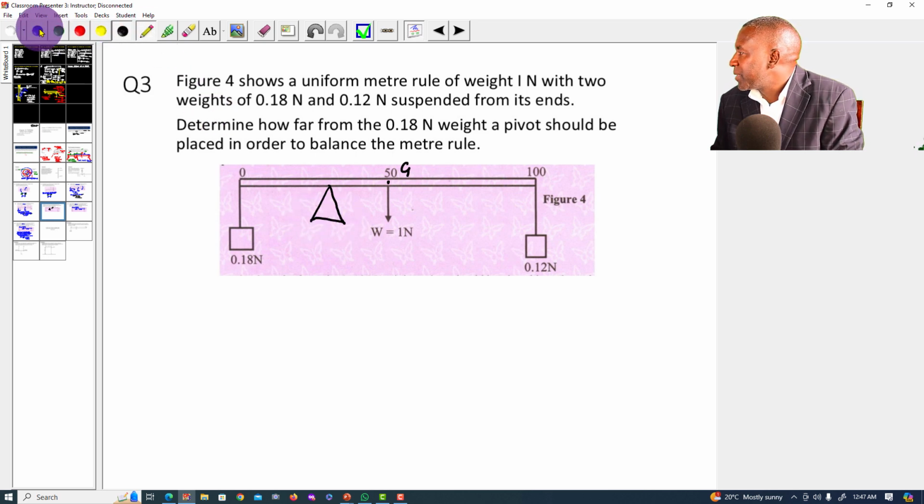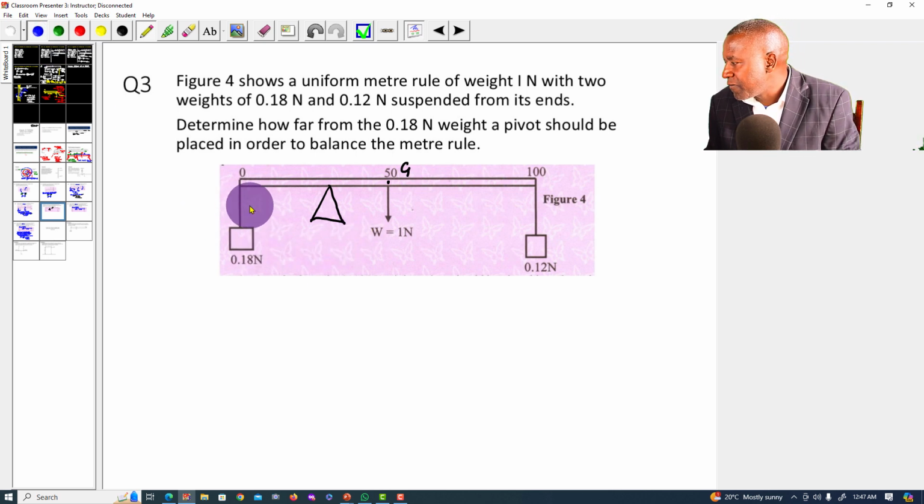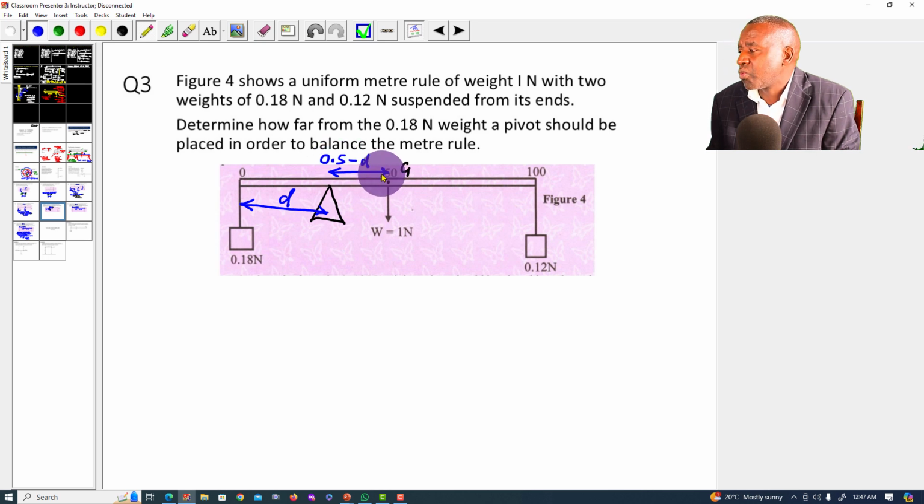Let me change the color of this pen so that I can see it properly. So I'm supposed to calculate how far from this weight I put that pivot. I want to make my unknown this distance here, and call it D. That means that this distance from the pivot all the way to the center of gravity will be 50 minus D, or 0.5 minus D. Everything I want to work out, everything in meters, right?